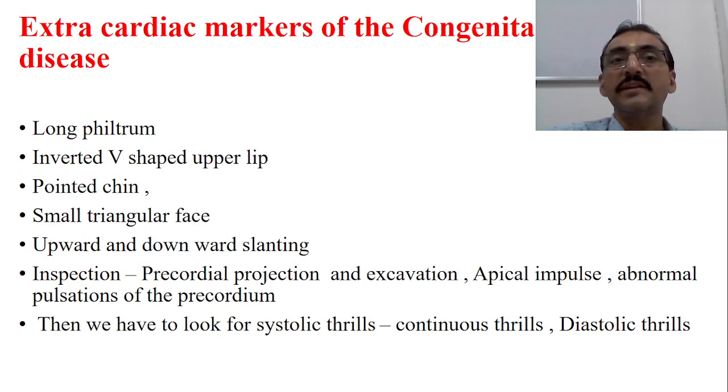Similarly, some of the other extra cardiac markers of congenital heart disease are a long philtrum, inverted V-shaped upper lip, pointed chin, small triangular face, and upward and downward slanting of the eyes, etc. And on inspection, there is a precordial projection, exaggerated apical impulse, abnormal pulsations of the precordium, etc.